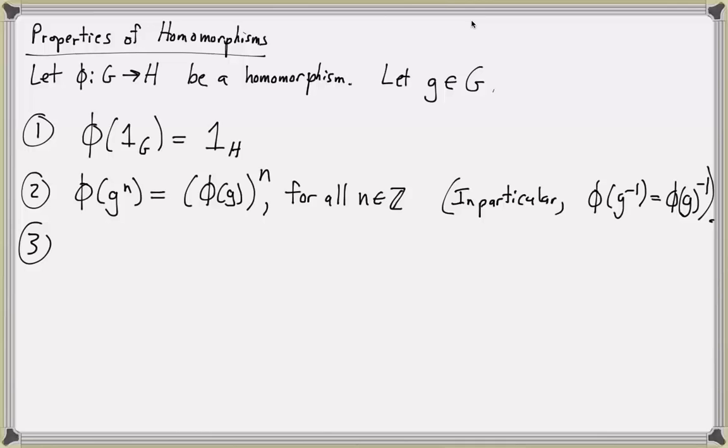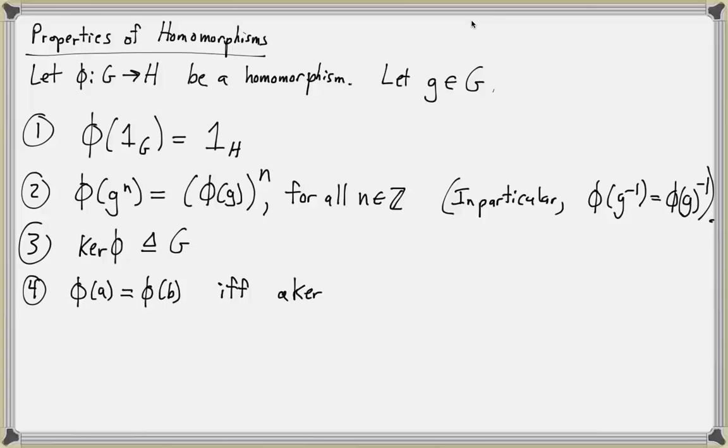Thirdly, we'll actually show that the kernel of phi is a normal subgroup of G. Fourth, phi of a equals phi of b if and only if a kernel of phi equals b kernel of phi. So these are cosets. Phi of a equals phi of b if and only if the left coset a kernel phi equals the left coset b times kernel of phi.